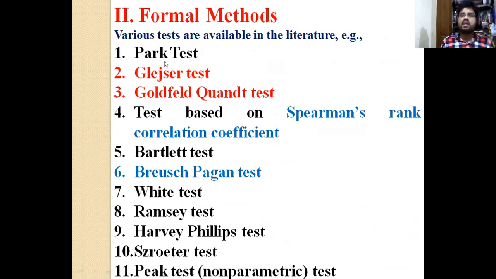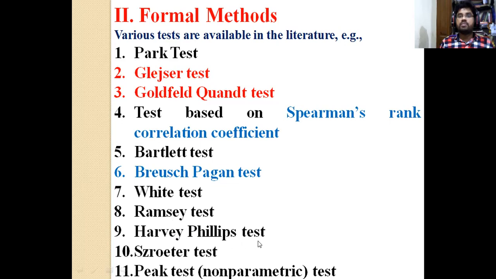The first one is the Park test. The second one is the Glejser test. The third one is the Goldfeld-Quandt test. The fourth one is the Spearman rank correlation test. And the fifth one, the Bartlett test. The sixth one is the Breusch-Pagan test. Then the seventh one, the White test. And the eighth one, the Ramsey test.